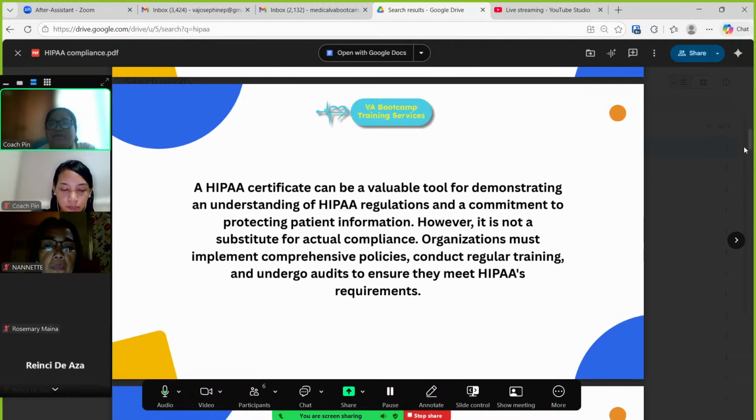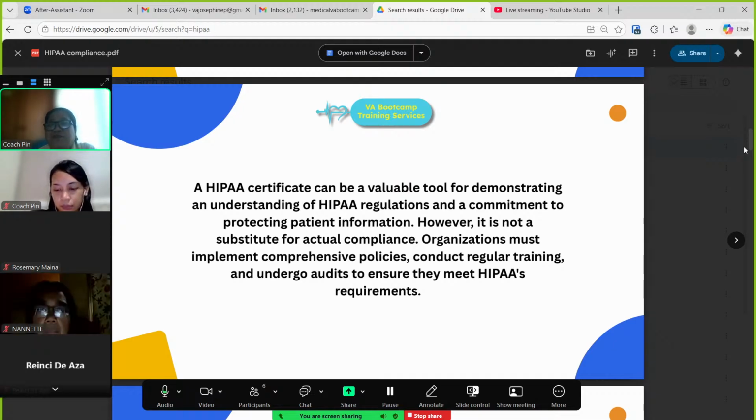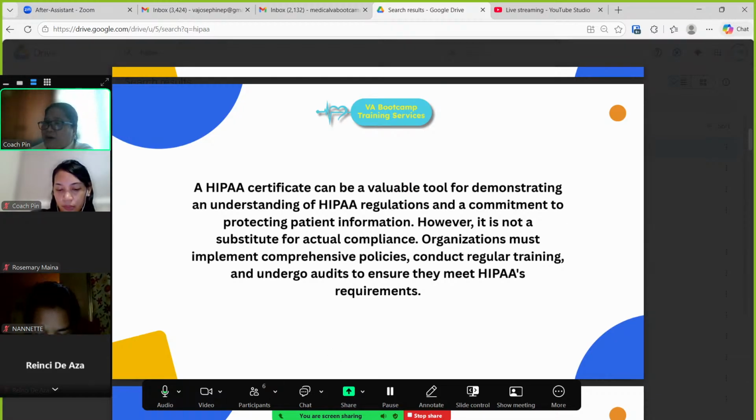All right. A HIPAA certificate can be a valuable tool for demonstrating an understanding of HIPAA regulations and commitment to protecting patient information. However, it is not a substitute for actual compliance. Organizations must implement comprehensive policies, conduct regular training, and undergo audits to ensure they meet HIPAA's requirements.